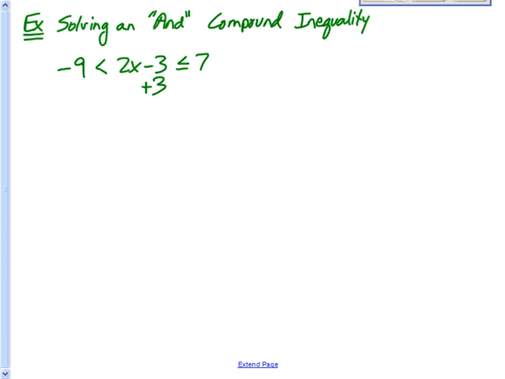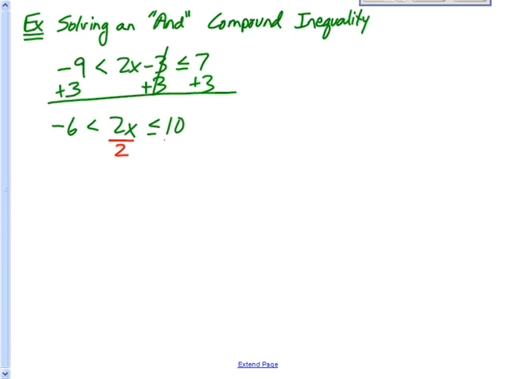Add 3 to this side and to this other side, right? Again, two problems in one. Negative 9 plus 3 is negative 6, less than 2x, less than or equal to 10. And how would you isolate that x? Well, I have to divide by 2. Now you notice I'm dividing by a positive 2, so I do not need to switch my inequalities.